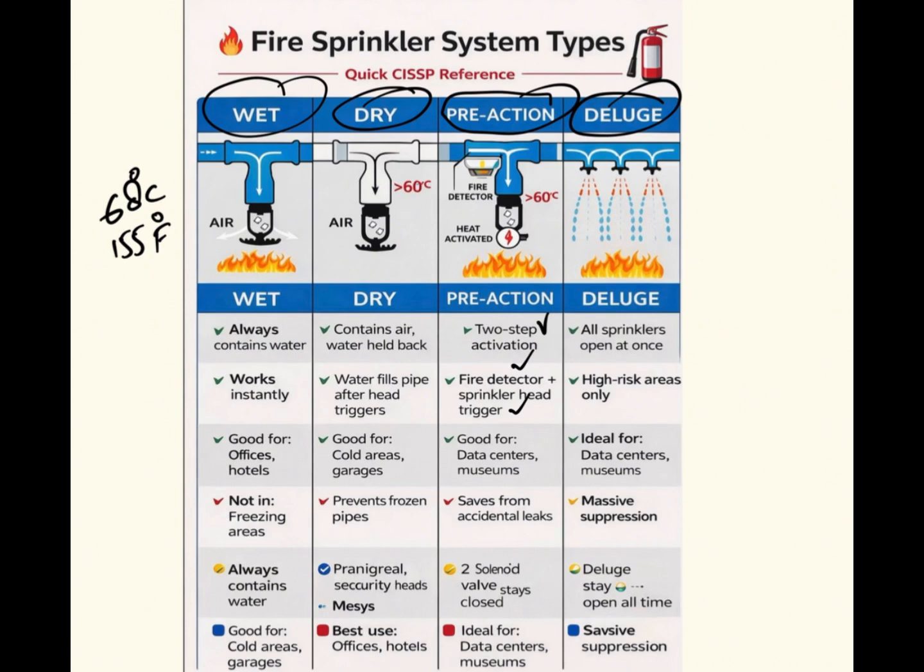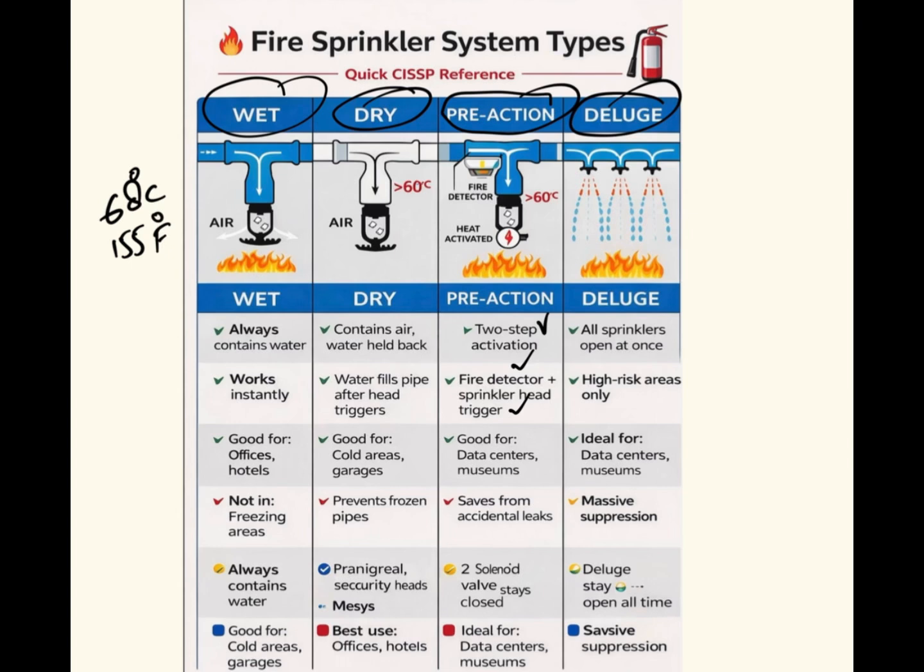And if we talk about dry pipe sprinkler, false positive risk is similar to wet, but air pressure is involved. False negative risk is low, a slight delay but still heat triggered. So pre-action sprinkler false positive risk is lowest because there should be two conditions. First is fire detection, and second is heat at the sprinkler head.